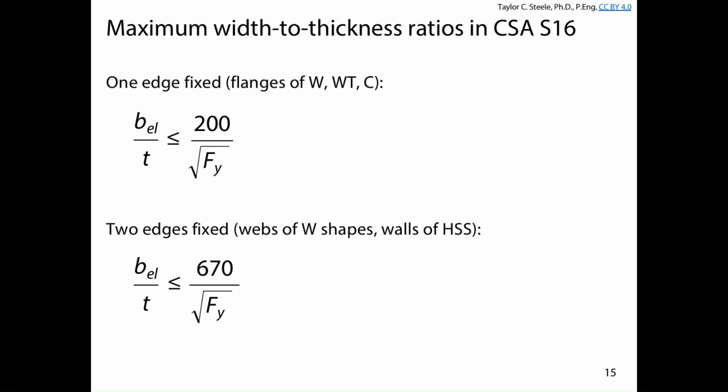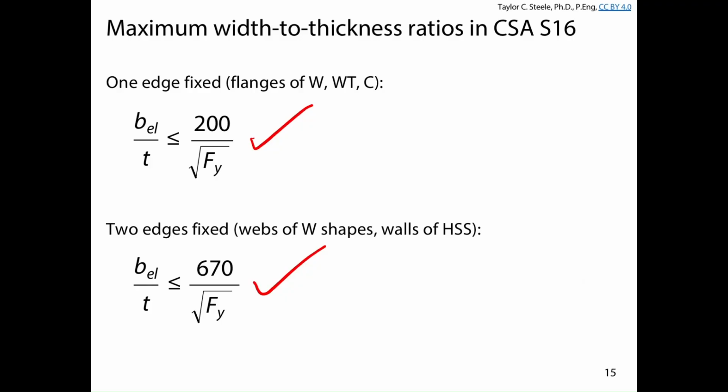So I'm going to wave my hands a bit and show you, once we consider all those bad assumptions and use better equations based on tests and analysis, the new values become, for flanges, BEL over T has to be less than or equal to 200 over the square root of Fy. For two edges fixed, BEL over T has to be less than or equal to 670 over the square root of Fy. And these have been more or less validated by tests, which is always something we want to have done when we're doing structural engineering. We can't just rely on elastic theory for all of the reasons that we had described previously. Okay. So these are the ratios that we're actually going to be using for design.